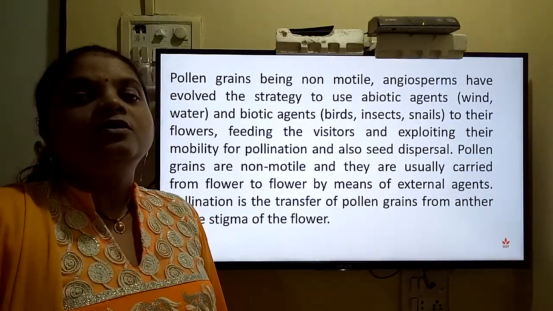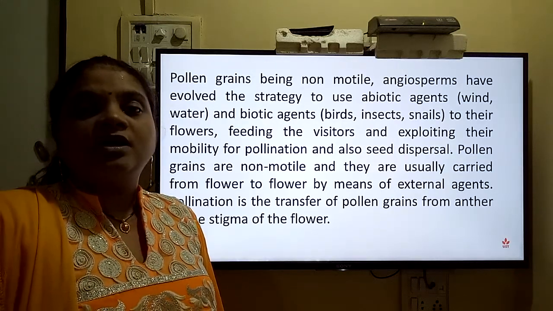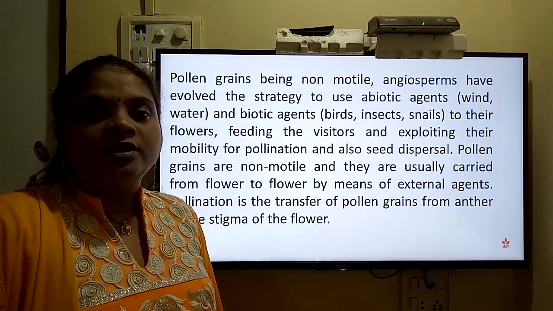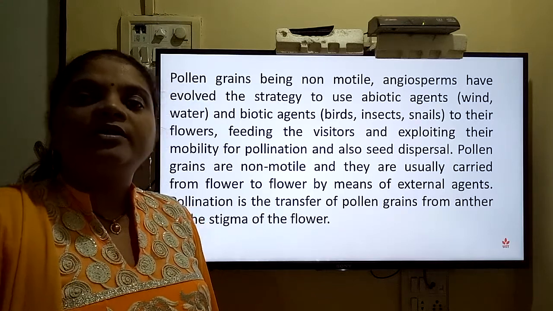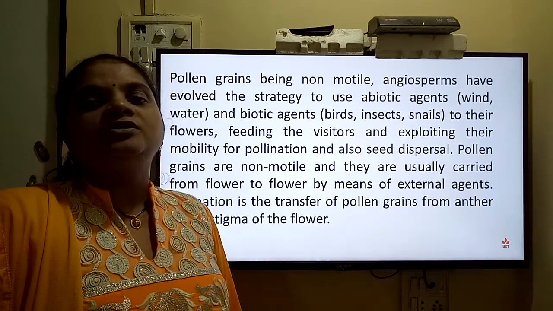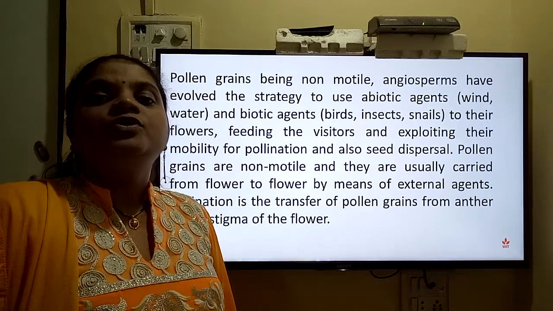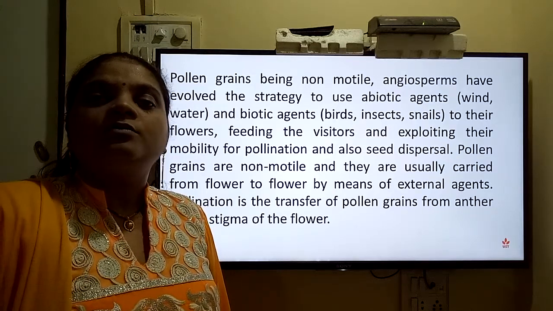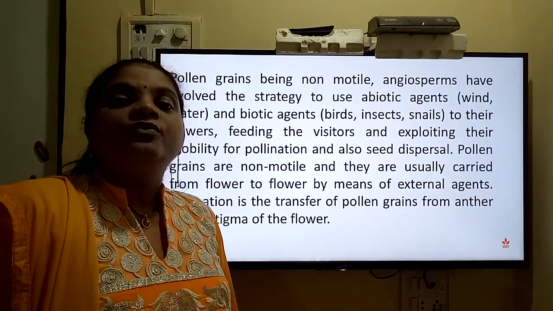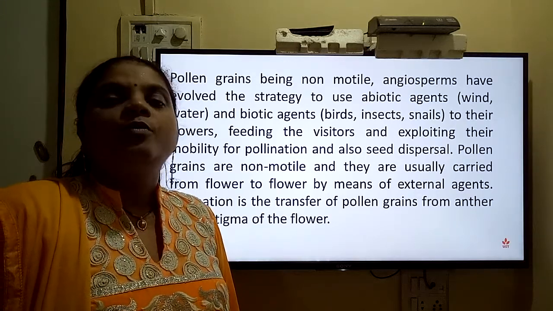Pollen grains being non-motile, angiospermic plants have evolved some strategies to attract the abiotic and the biotic agents. So, what are the abiotic agents? Wind and water are the abiotic agents, and the biotic agents are insects, birds, snails. These get used for pollination. Now these are nothing but the visitors. So the flower feeds these visitors and exploits their mobility for pollination.